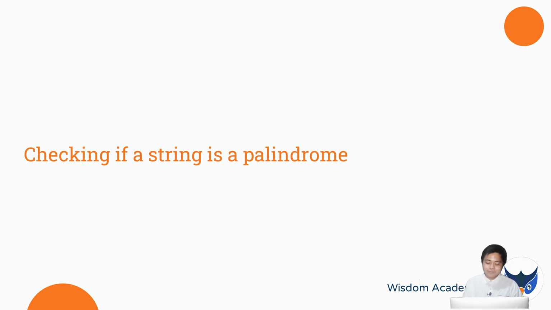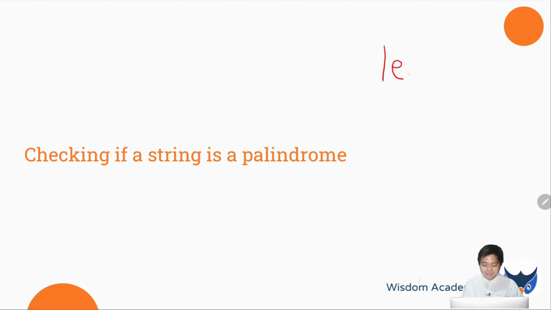So, for example, level. Kapag binaliktad mo yan, so binasa mo siya na ang unang letter ay yung last letter, tapos yung second letter ay yung second to the last letter, and so on. Same pa rin yung word. Ayan. So, you will notice na, oo nga, same. So, kapag ganun, ang tawag doon, palindrome. Ano pa example niyan? Tenet.